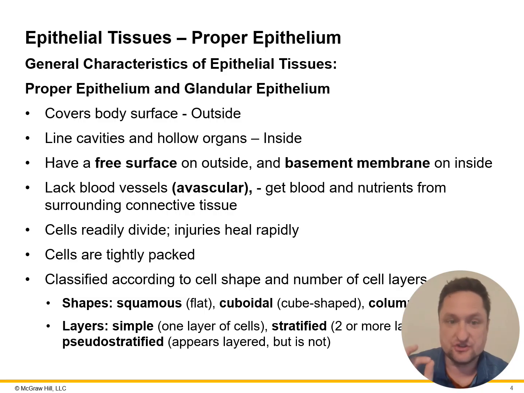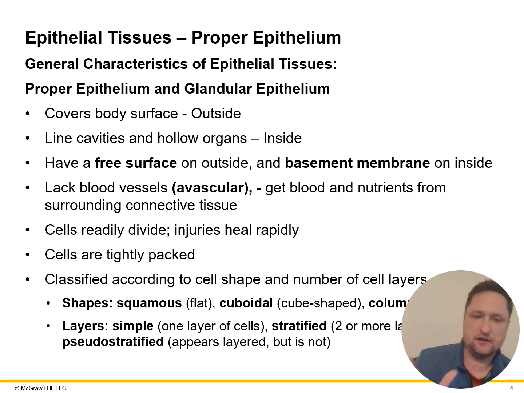These guys regenerate very quickly, which is important for us to recover from any wound or injury we may have. Because of their arrangement, these epithelial tissues function as protective barriers, absorptive surfaces, or they secrete.